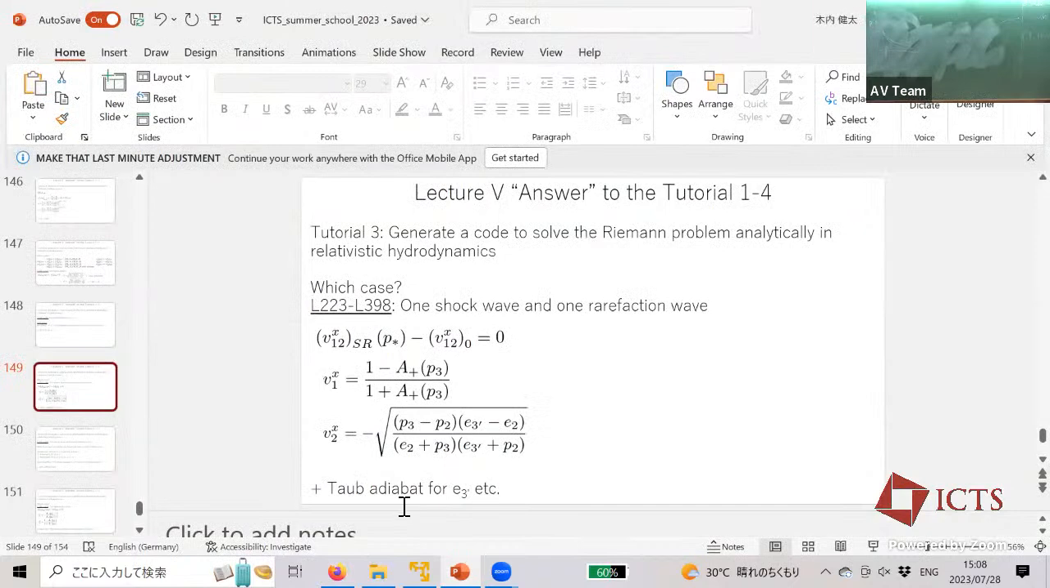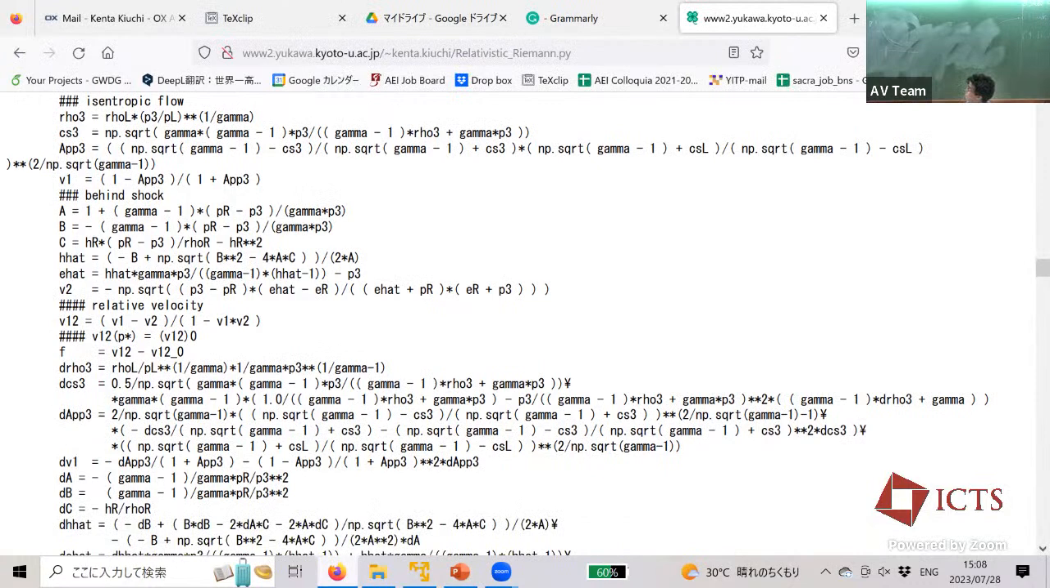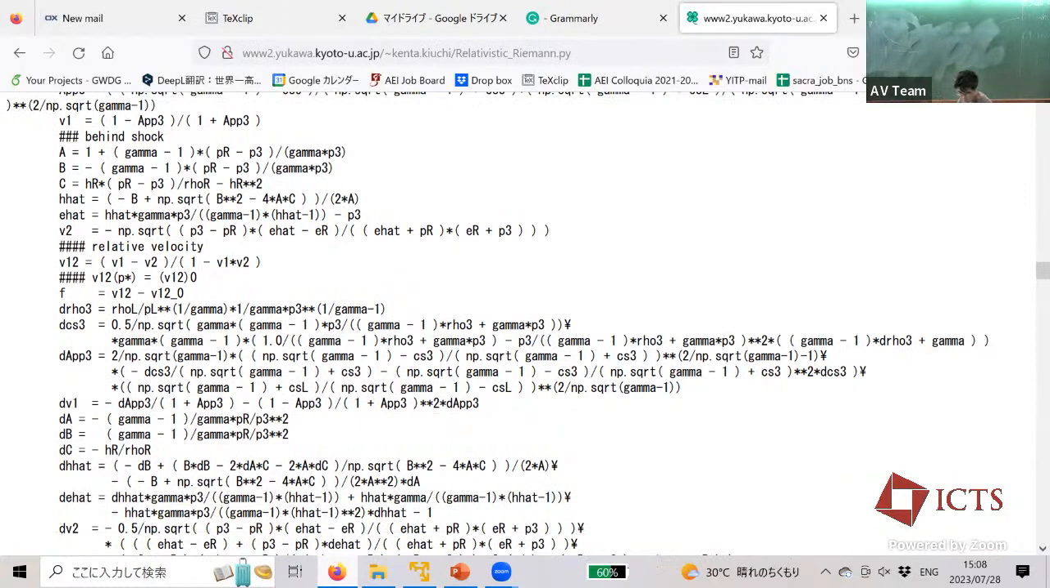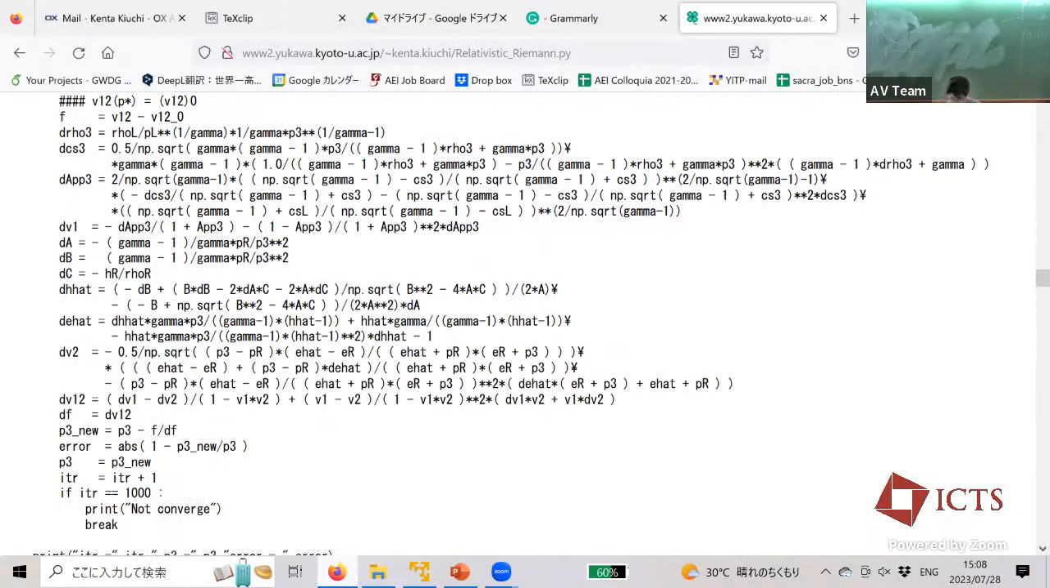Then you calculate the relative velocity V1 and V2. And let's solve these equations, right? Again, I define F as a function of V12 minus V12 of the initial value. And then this Python script employs the Newton-Raphson method to obtain the new value of the P3. And then F is a complex function of the P3, but you can analytically estimate the DF by something like this. And then you update the intermediate value of the pressure. Also, you can estimate the error.